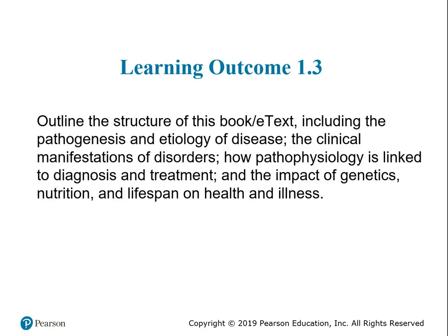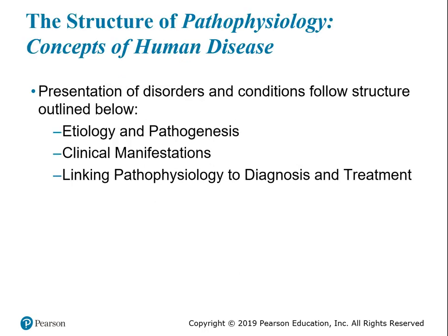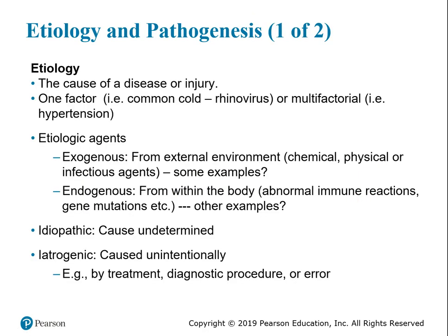Okay, this next learning outcome is focused more on the structure of the textbook, right? So what are the sections that you're going to see in every chapter, okay? When the book introduces a disorder or a condition, we basically will always follow this same structure. Talk about the etiology and the pathogenesis of that disorder or condition, the clinical manifestations of it, and then we'll try to link the pathophysiology to diagnosis and treatment. Okay, so it's always broken down in that same way in every chapter.